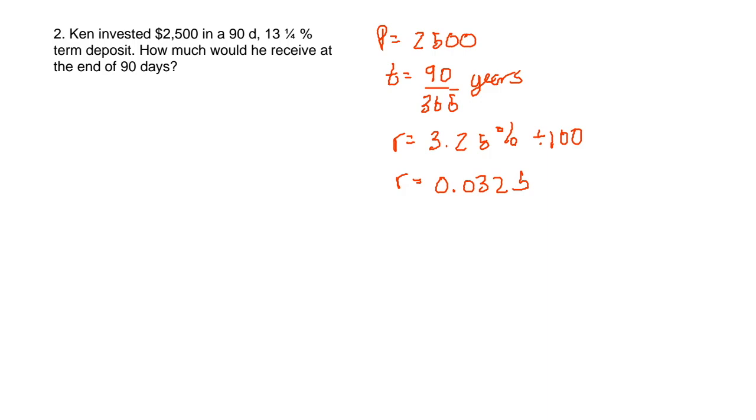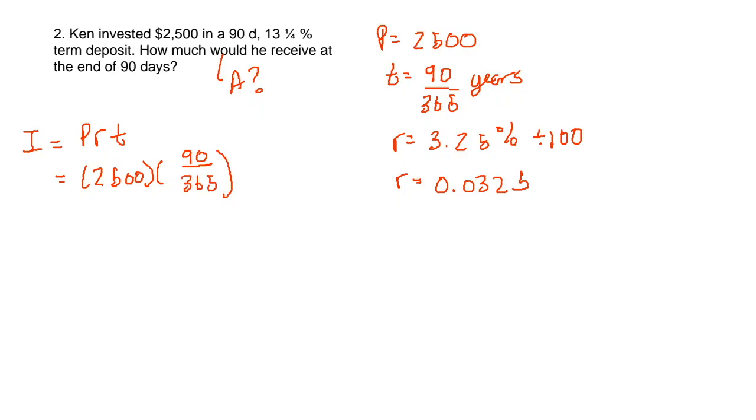So how much did he receive? Again, we're being asked to find the amount, but in order to do that, we're going to calculate our interest first. So our interest is P times R times T. My principal is 2,500, my rate is 0.0325, and my time is 90 over 365.